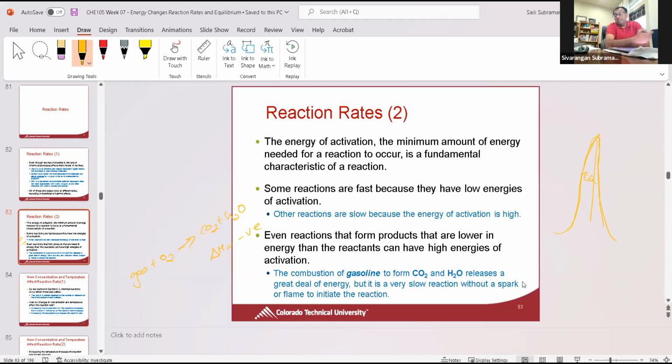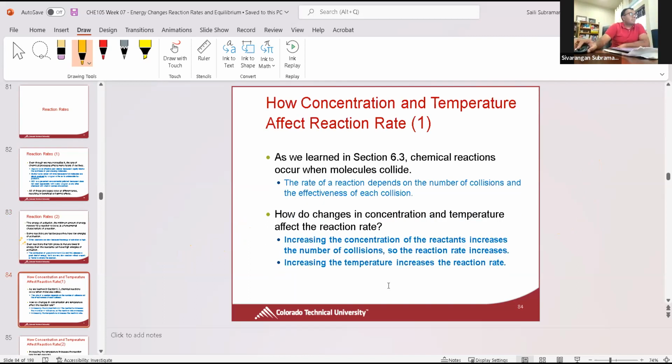If you don't do anything, in fact, the reaction won't even start. So that's why you need that spark or that flame to initiate the reaction. Anytime you take a lighter and turn on the burner, you're creating a spark, and that spark allows you to overcome that energy of activation. Okay.